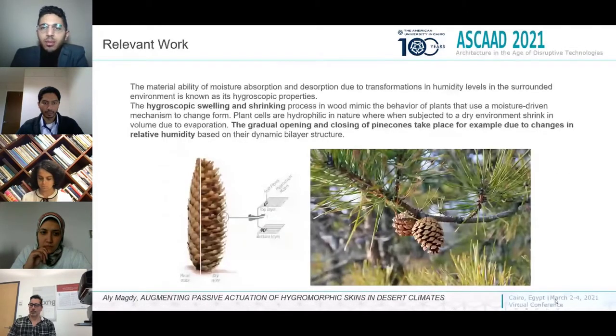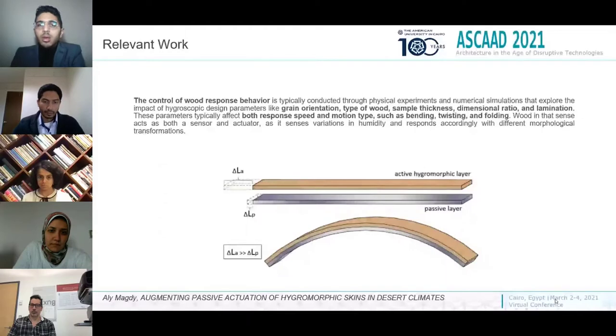Due to its behavior, wood uses moisture-driven mechanisms to change form. Also, the gradual opening and closing of pine cones takes place, for example, due to changes in relative humidity in the surroundings. The control of wood-responsive behavior is conducted through physical experiment and simulation, and this directly impacts microscopic design parameters like the grain orientation, type of wood, sample thickness, dimension ratio, and other parameters.